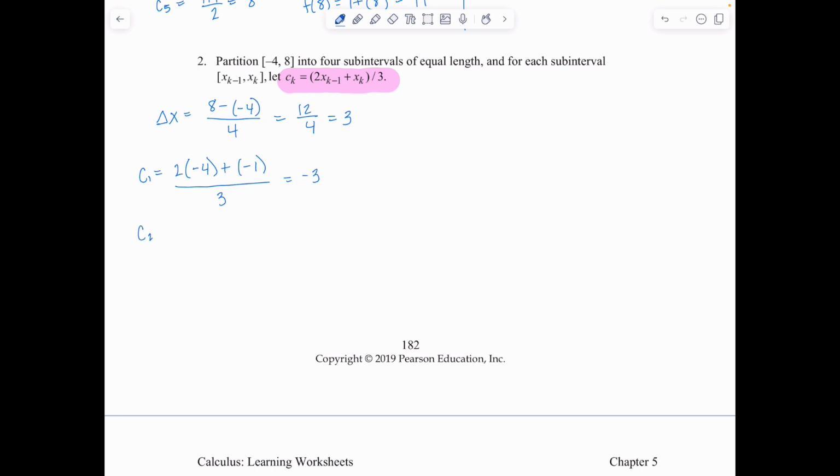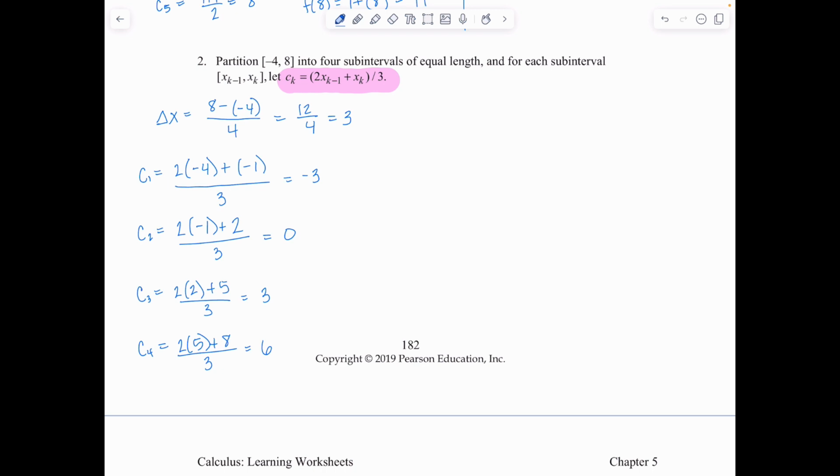Our c sub 2 is going to be 2 times -1 plus 2 over 3, giving us 0. Our c sub 3 is going to be 2 times 2 plus 5 over 3, giving us 3. And our c sub 4 is going to be 2 times 5 plus 8 over 3, giving us 6.